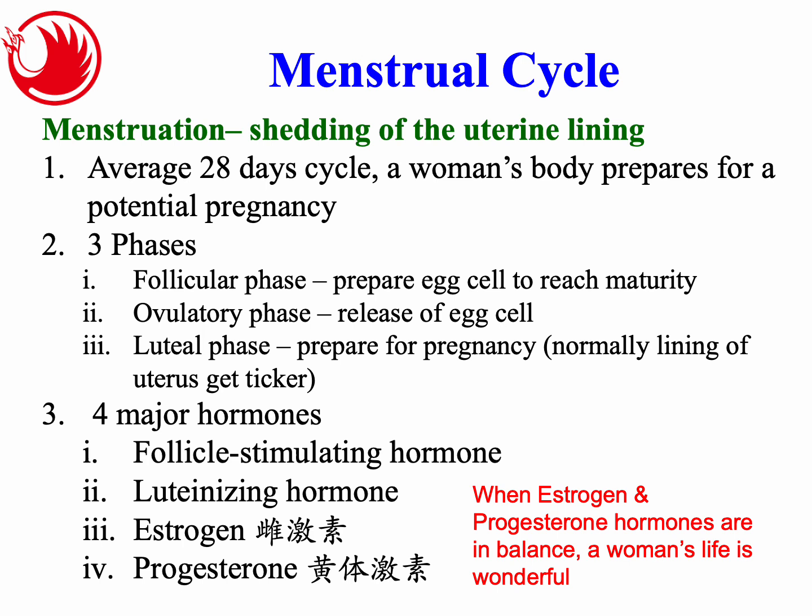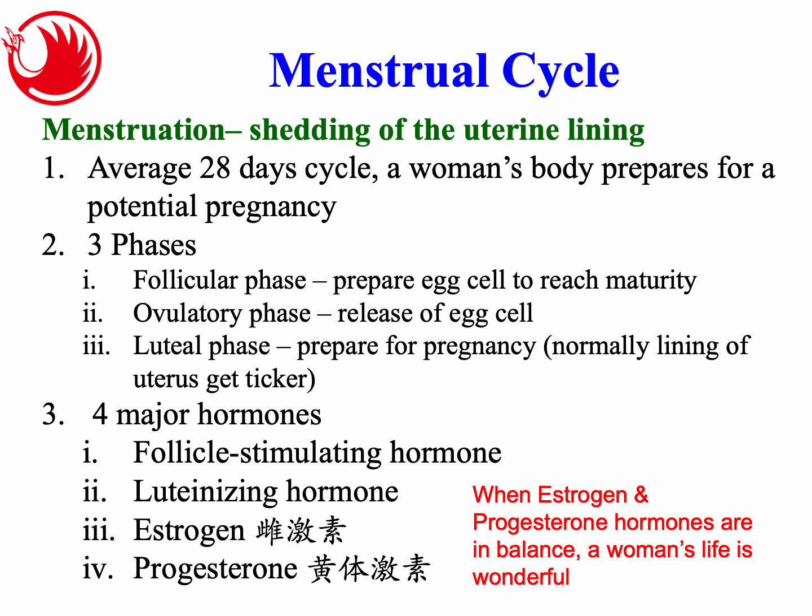The menstrual cycle can be broken down into three phases. First is the follicular phase. In the follicular phase, the body prepares an egg cell to reach maturity. This phase begins on the first day of menstruation and continues until ovulation.